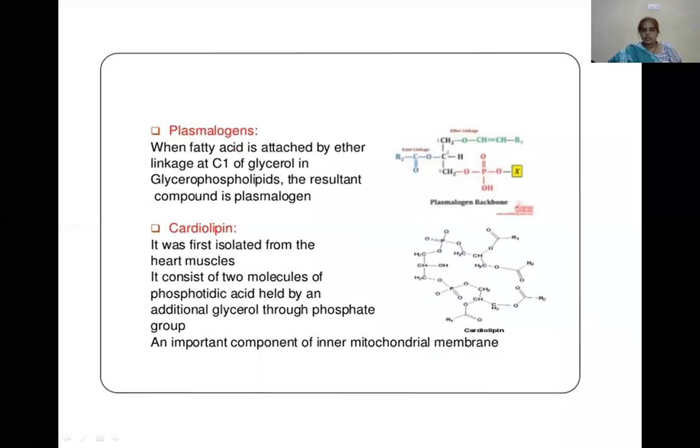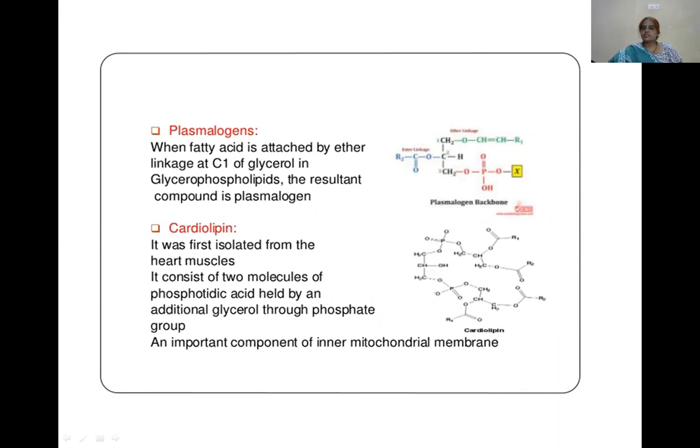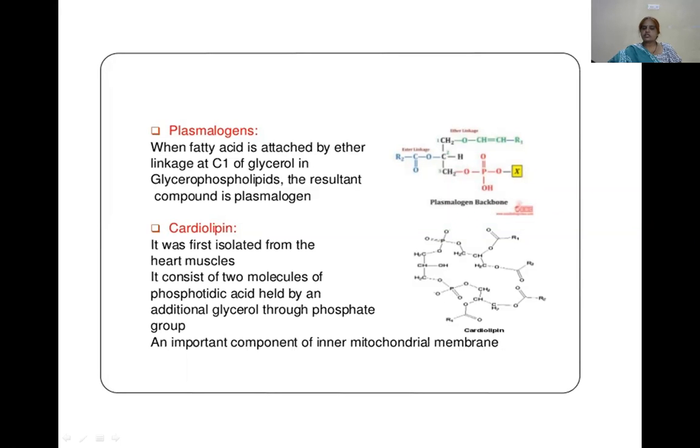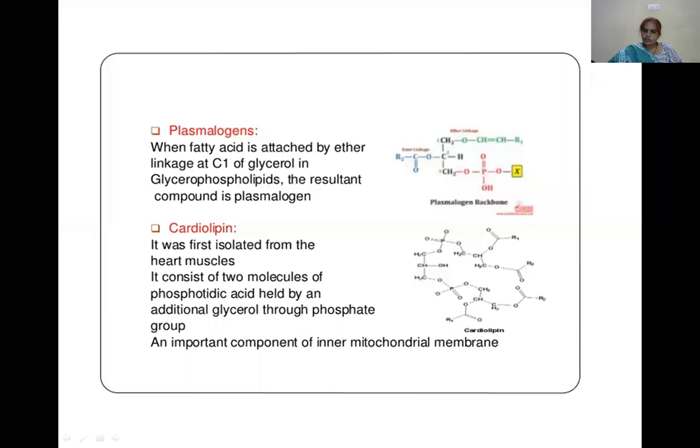Plasmalogens: in plasmalogens, fatty acids are attached at carbon one of the glycerol by ether linkages. This leads to the formation of the plasmalogens.